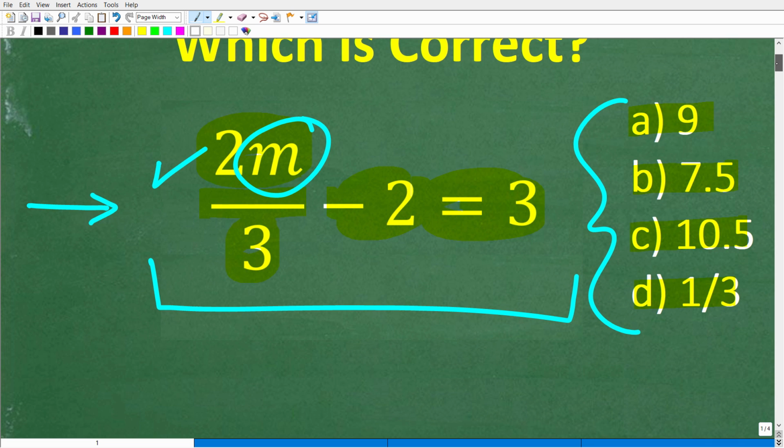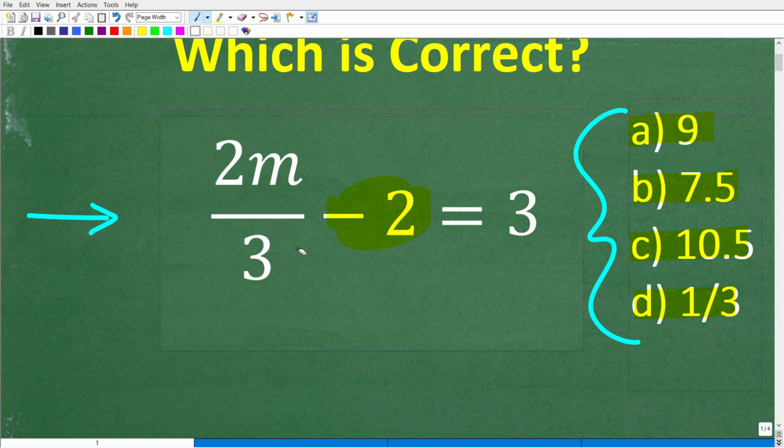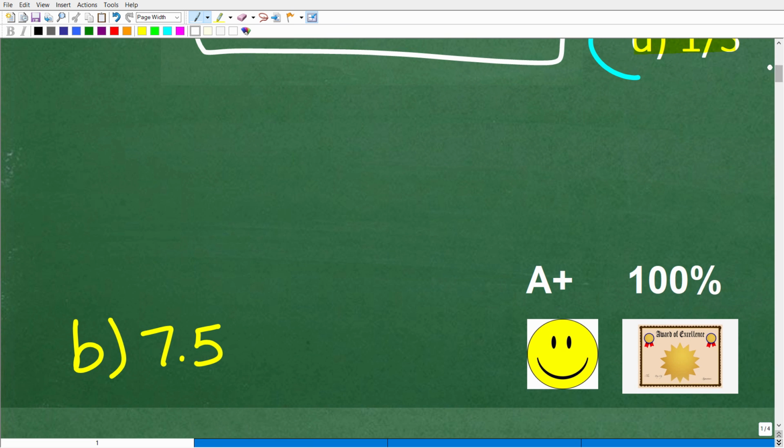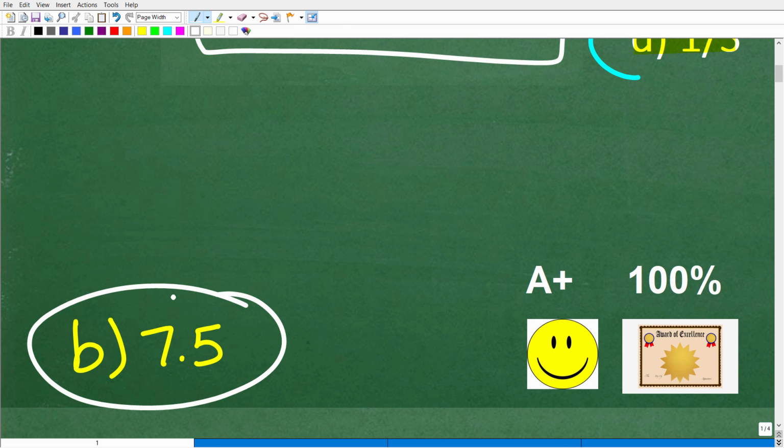All right, so one more time, let's take a look at this equation. We're trying to determine what m is equal to. So again, we're going to solve this equation, and you can use a calculator. I would encourage you not to use a calculator, but if you want to use one, that's perfectly fine. The correct answer is one of these choices here. In fact, let's take a look at the right answer. The correct answer is B, 7.5.